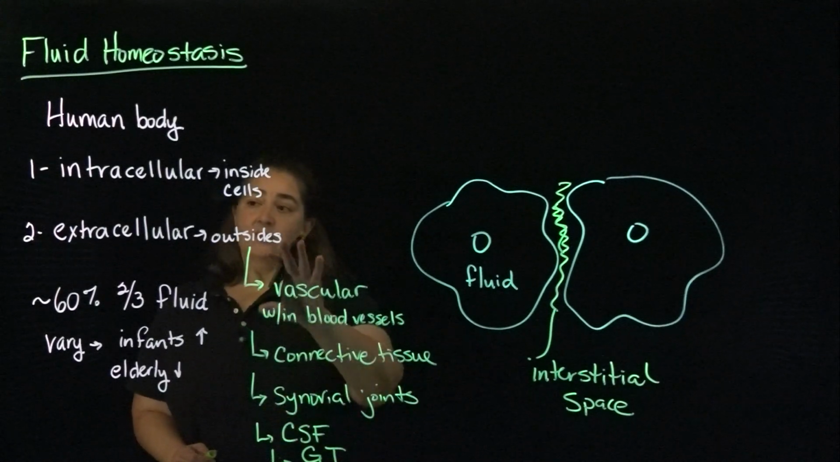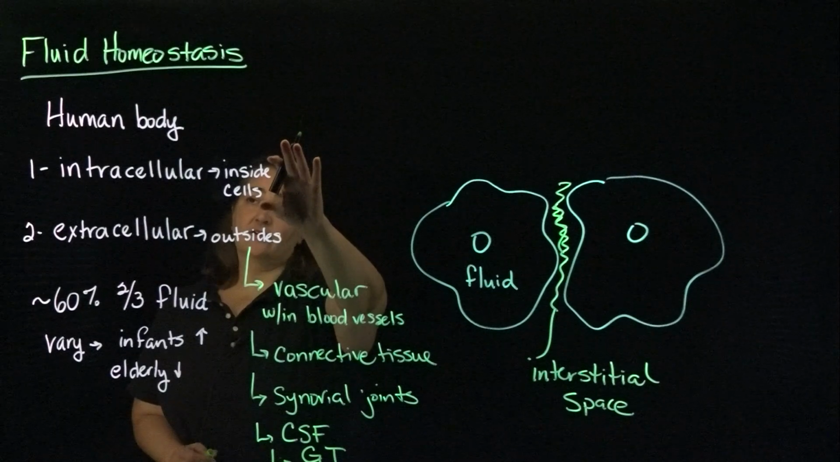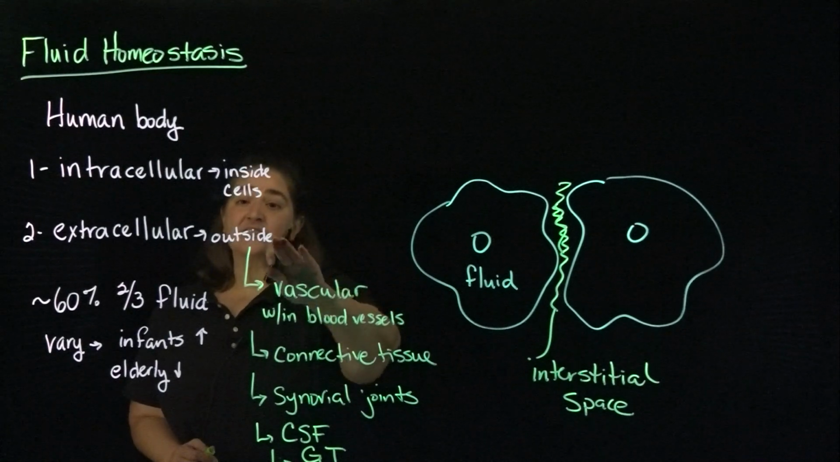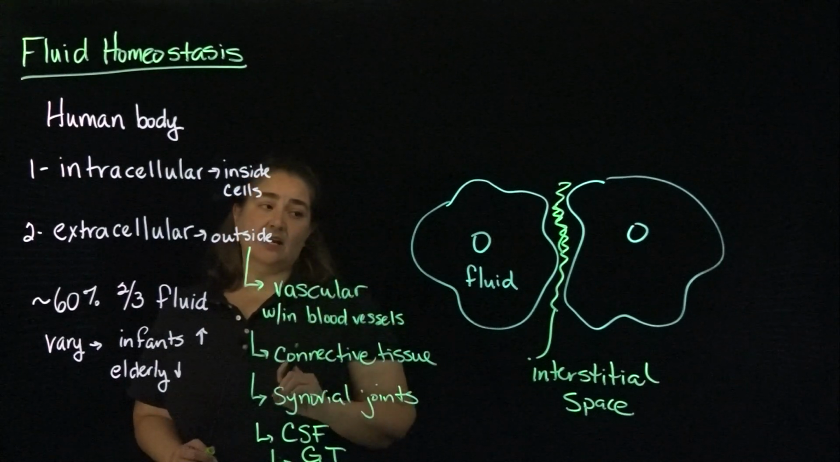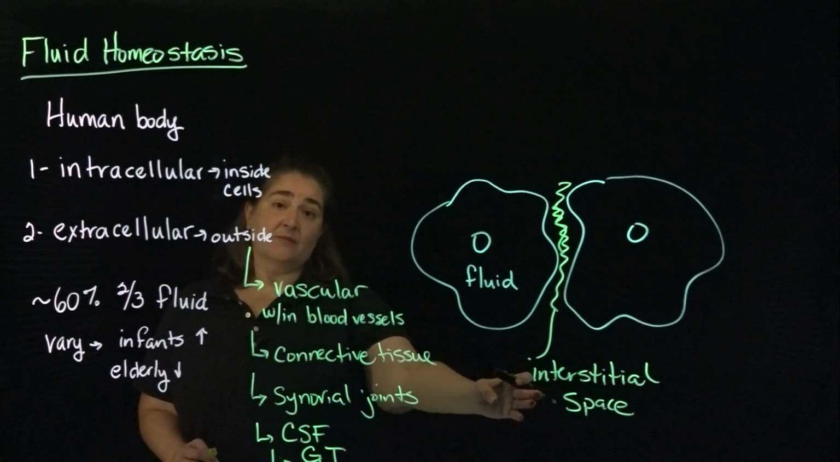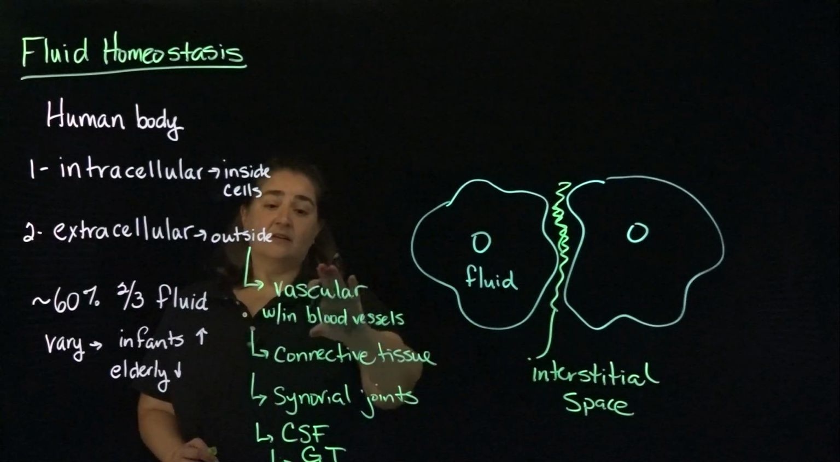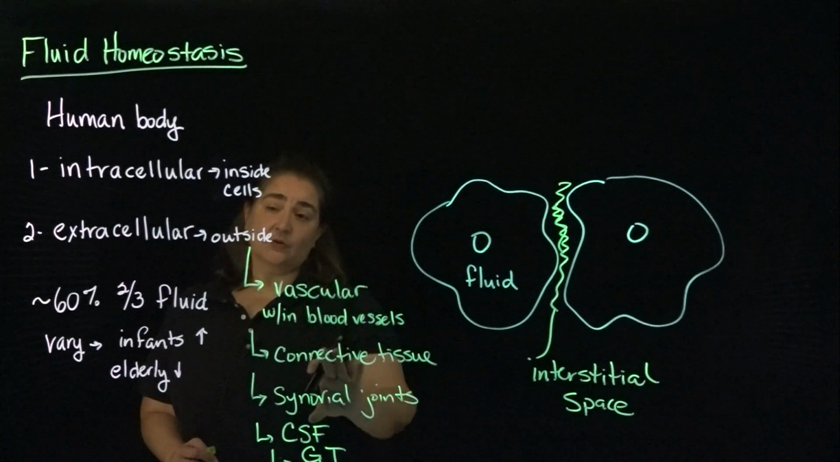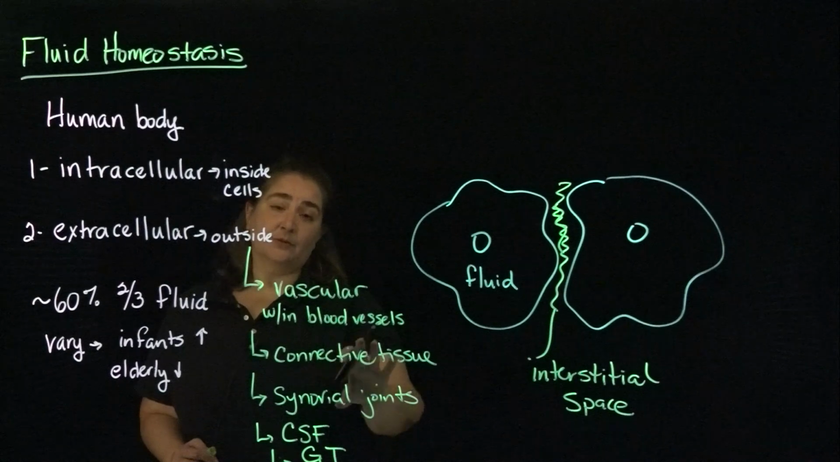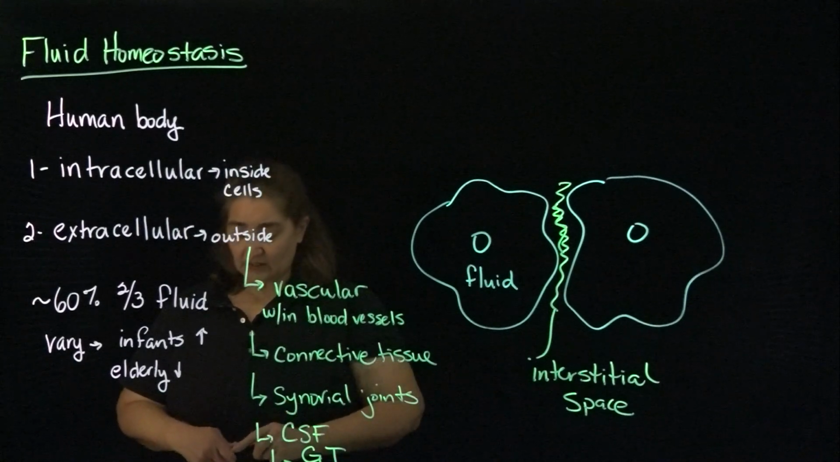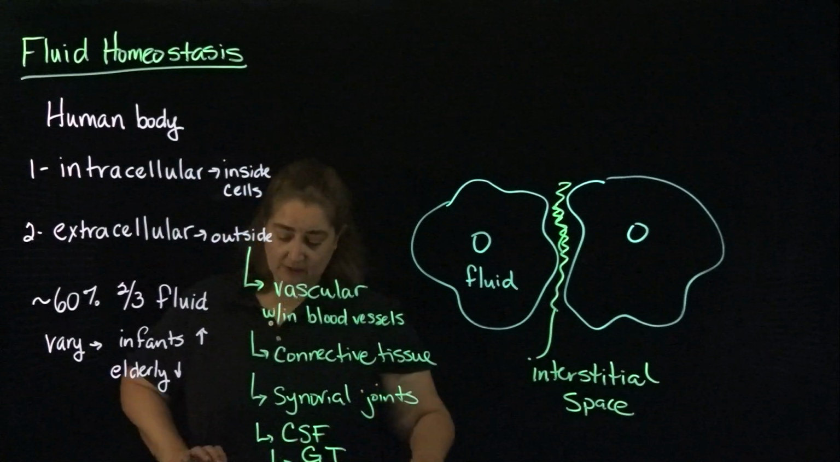Okay? So the bulk of fluids is going to be intracellular, inside the cells. Extracellular, we're talking about outside. So the interstitial space is probably going to make up the vast majority of that. Vascular would be next. And then to a lesser extent, you do have some fluids in the connective tissues, synovial joints, and the cerebral spinal fluid. Okay?